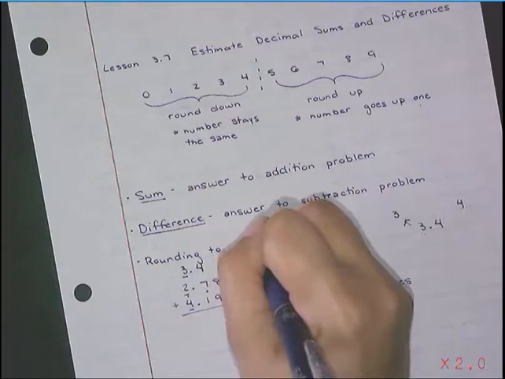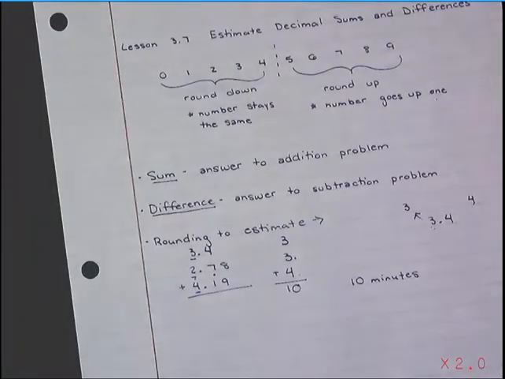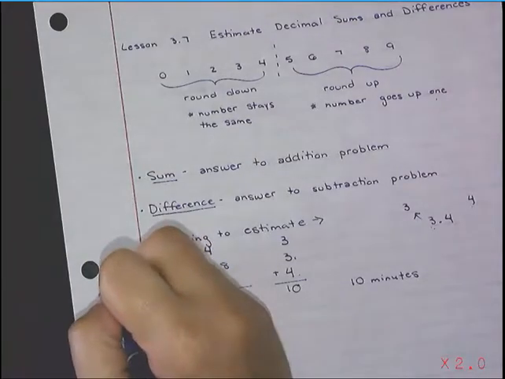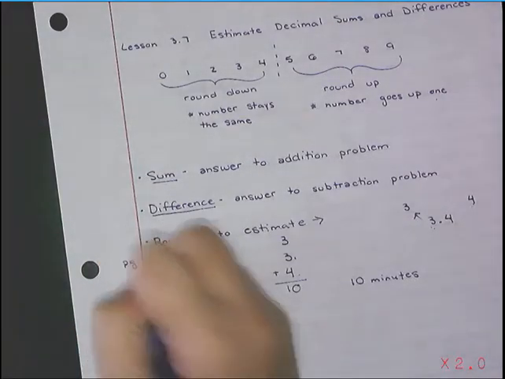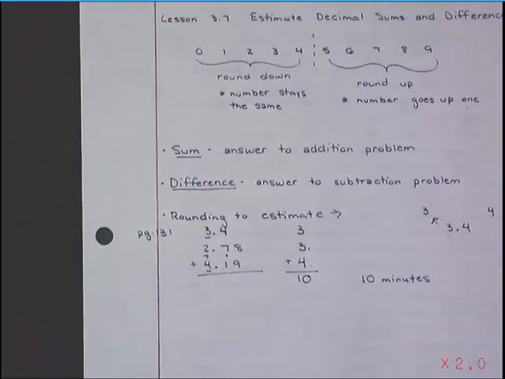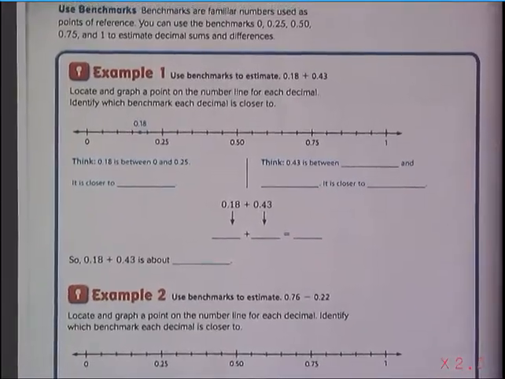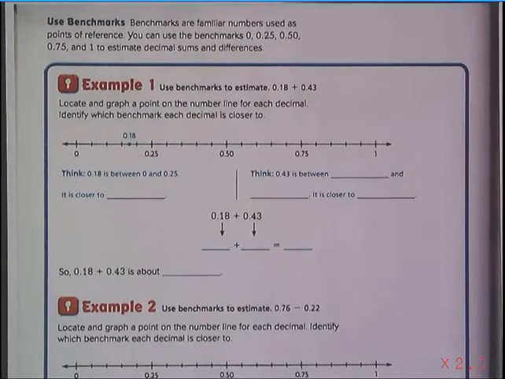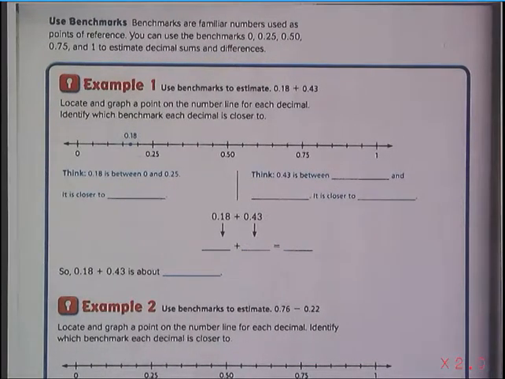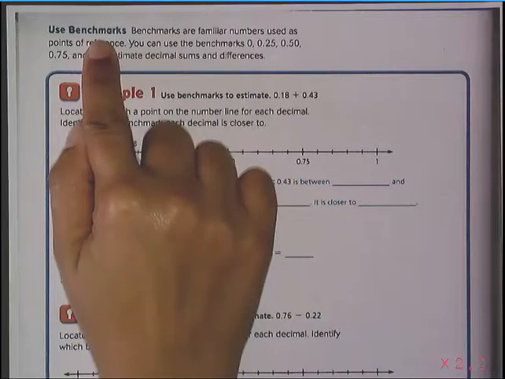this was rounding to estimate, okay? And this example was the example from page 131. Okay? Now for the next one, because it was using a number line, I just printed the sheet right out of the book because it was easier this way. So for this one, it's important we read this up here because they're going to be talking about benchmarks. So you need to make sure you know what a benchmark is.